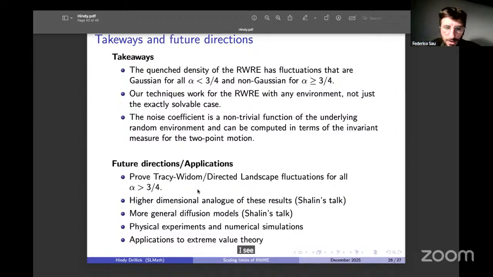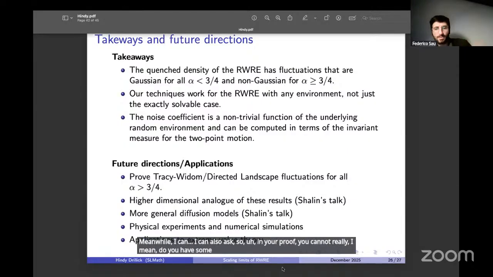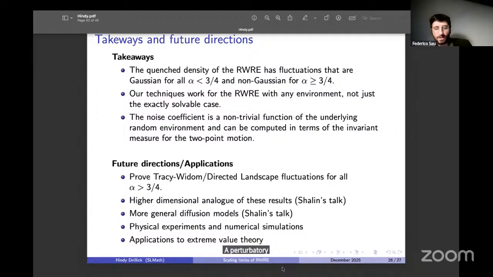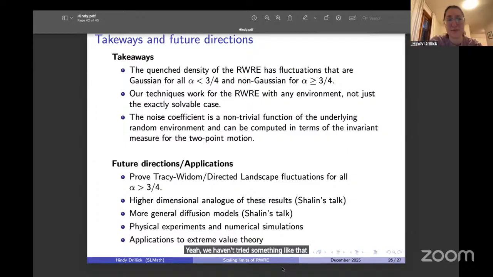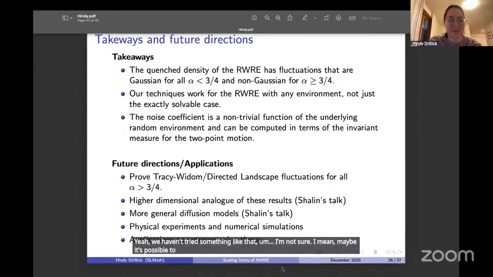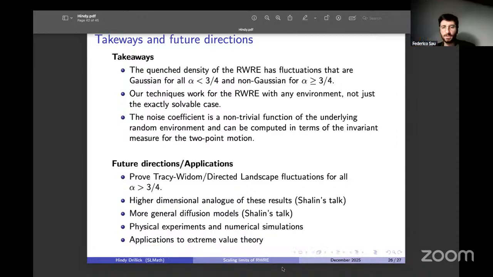I see. Any other question? Meanwhile, I can also ask. In your proof, do you have some understanding, at least some heuristics, of going from a perturbative regime at alpha 3/4 to go a bit above that? Or you just see that this local time somehow goes up, and you cannot really... Yeah, we haven't tried something like that. I'm not sure. Maybe it's possible to do something like that, but we haven't tried that. I see.